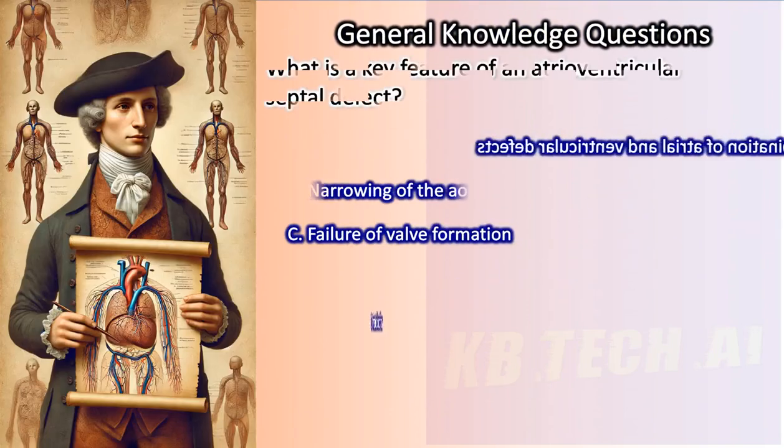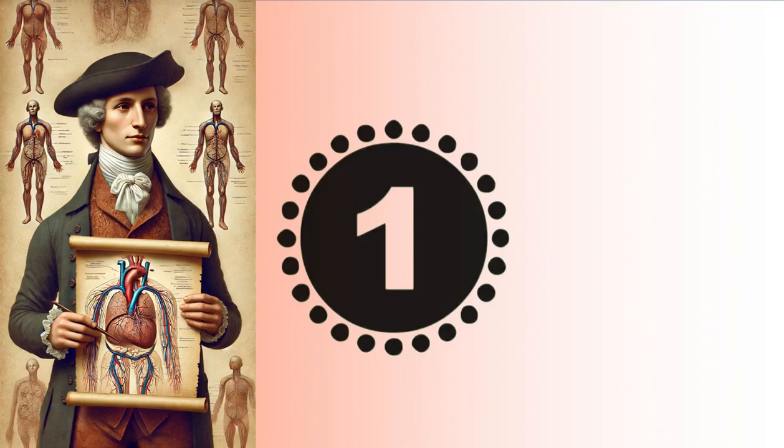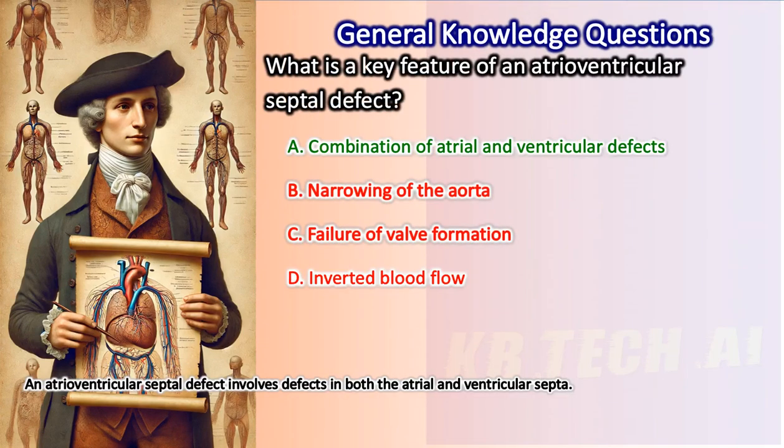Which is a key feature of an atrioventricular septal defect? Option 1, combination of atrial and ventricular defects. Option 2, narrowing of the aorta. Option 3, failure of valve formation. Option 4, inverted blood flow. The answer is option 1, combination of atrial and ventricular defects.